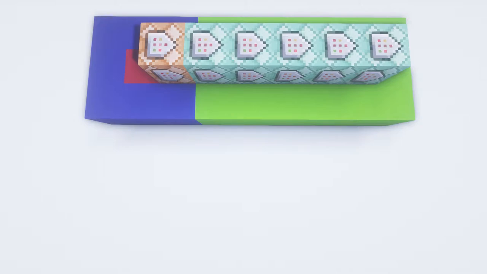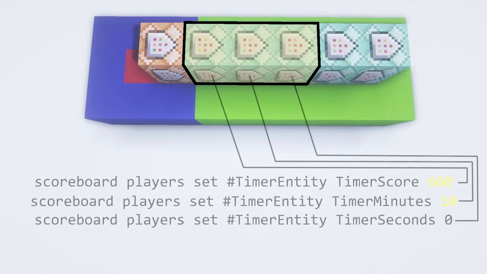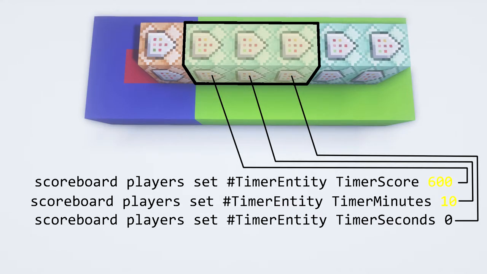Every time the activator is triggered, I want to run 5 separate commands. The first 3 commands will reset the variables that we created earlier. Because scoreboard objectives are required to be attached to a player, we need to create a fake player to attach all our values to. Let's name this entity #TimerEntity and create 3 unconditional chain blocks to reset those values. We want to set both TimerScore and TimerMinutes to their max values and TimerSeconds to 0.